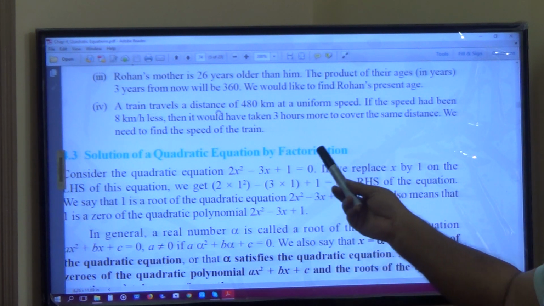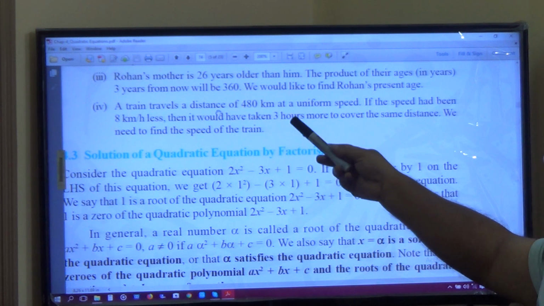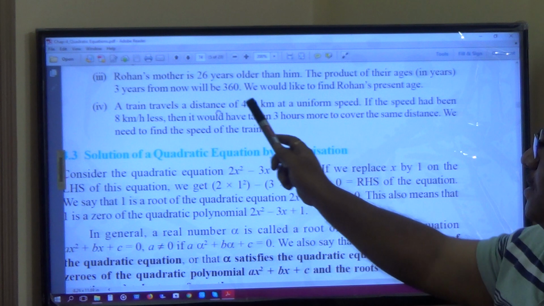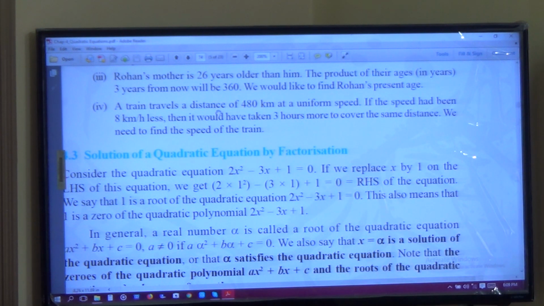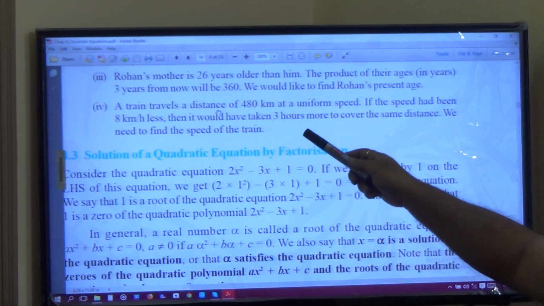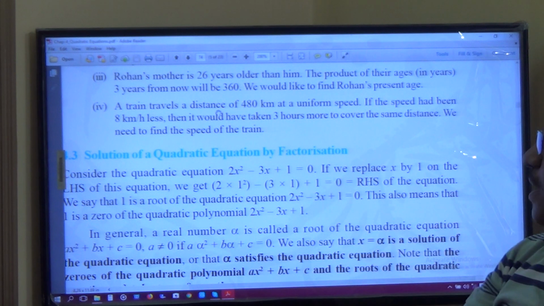What is the next question? We will solve this also and next also. A train travels a distance of 480 km at a uniform speed. It is traveling a total distance of 480 km at a uniform speed. If the speed had been 8 km lesser, then it would have taken 3 hours more to cover the same distance. We need to find the speed of the train.